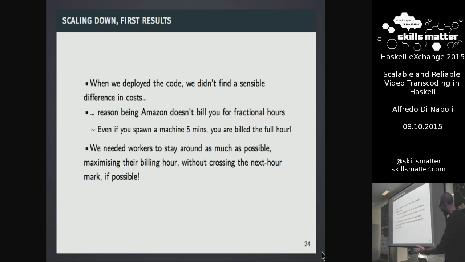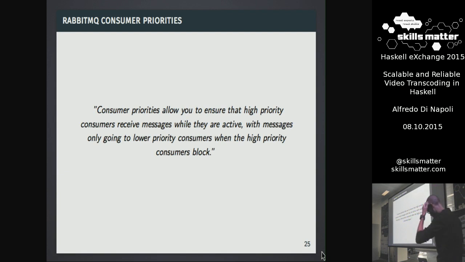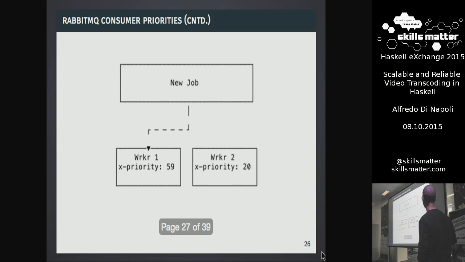So we needed a way of saying to the workers, even if you're starving, please stay there until the next billing hour. And only at that point, if you're still starving, then please die. And we leveraged another feature of RabbitMQ, which is consumer priorities. And instead of giving you the definition, I will just show you an image. Essentially, if Rabbit is in the position of delivering a message to two workers which are equally able to receive it, so that they are both available, it will pick the one with higher priority. So something really, really simple.